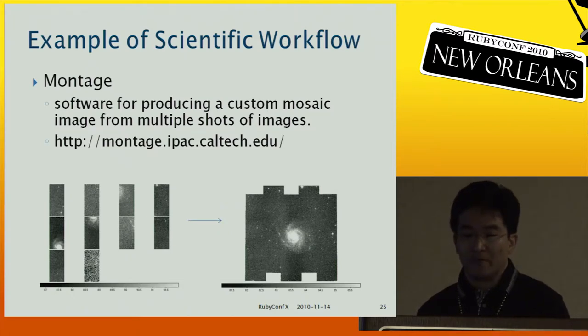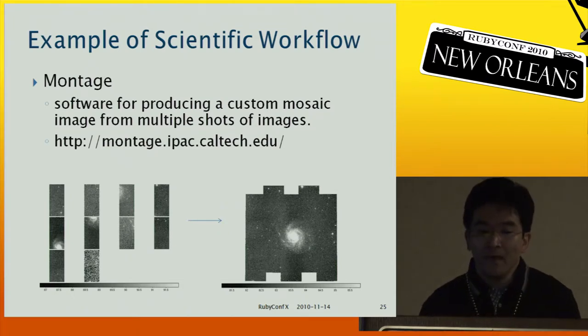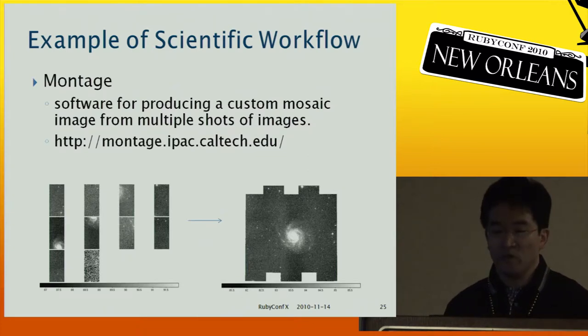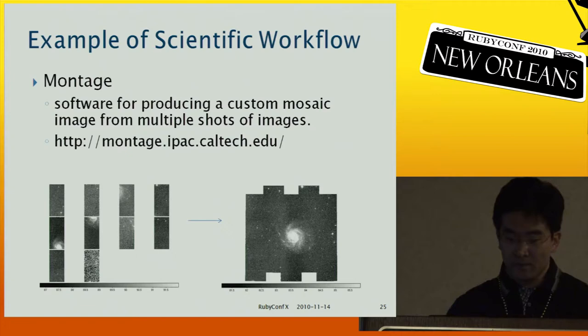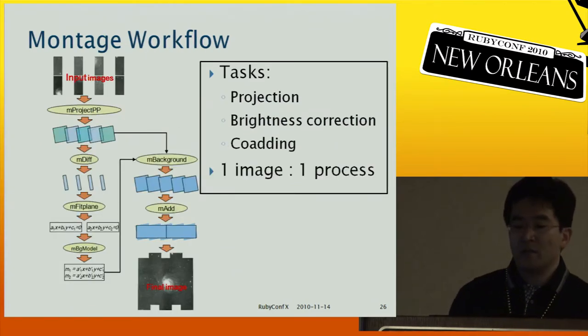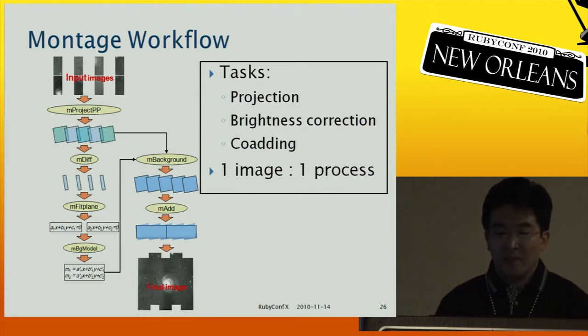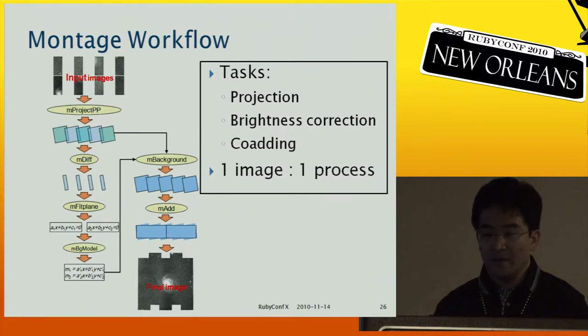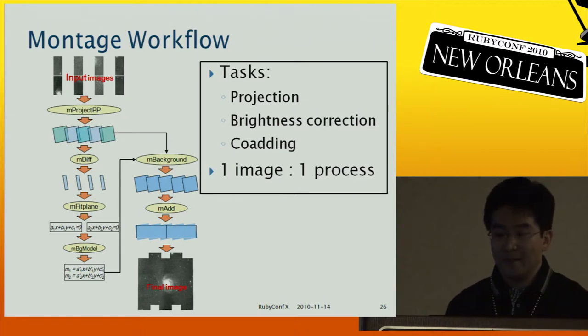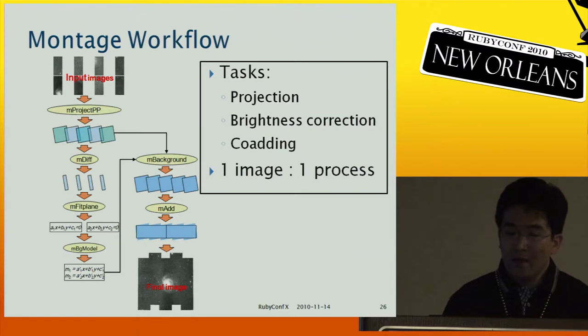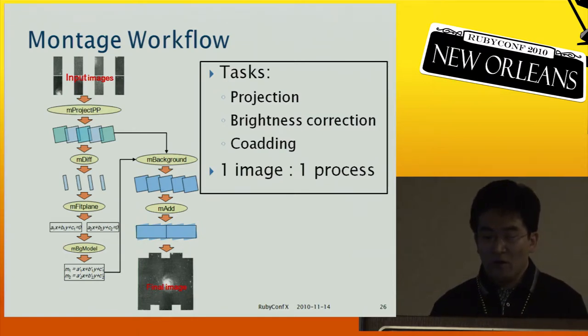Let me show an example of scientific workflow in astronomy. This is Montage, a tool for producing a custom mosaic image from multiple shots of images. The Montage package is a collection of programs. This is a schematic diagram of the Montage workflow. The workflow is divided into three parts. The first part is a projection of an image into a celestial coordinate. The second part is the correction of background brightness. And the final part is combining all the resulting images. Each part consists of several steps of tasks.